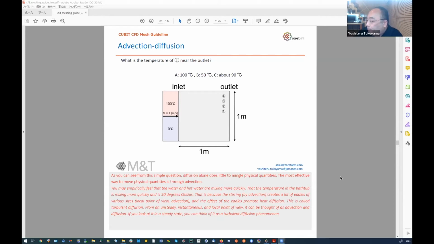That is because the stirring by advection creates a lot of eddies of various size, and the effect of eddies promotes heat diffusion. This is called turbulent diffusion. From an unsteady, instantaneous, and local point of view, it can be thought of as advection and diffusion. If you look at it in a steady state, you can think of it as a turbulent diffusion phenomenon.